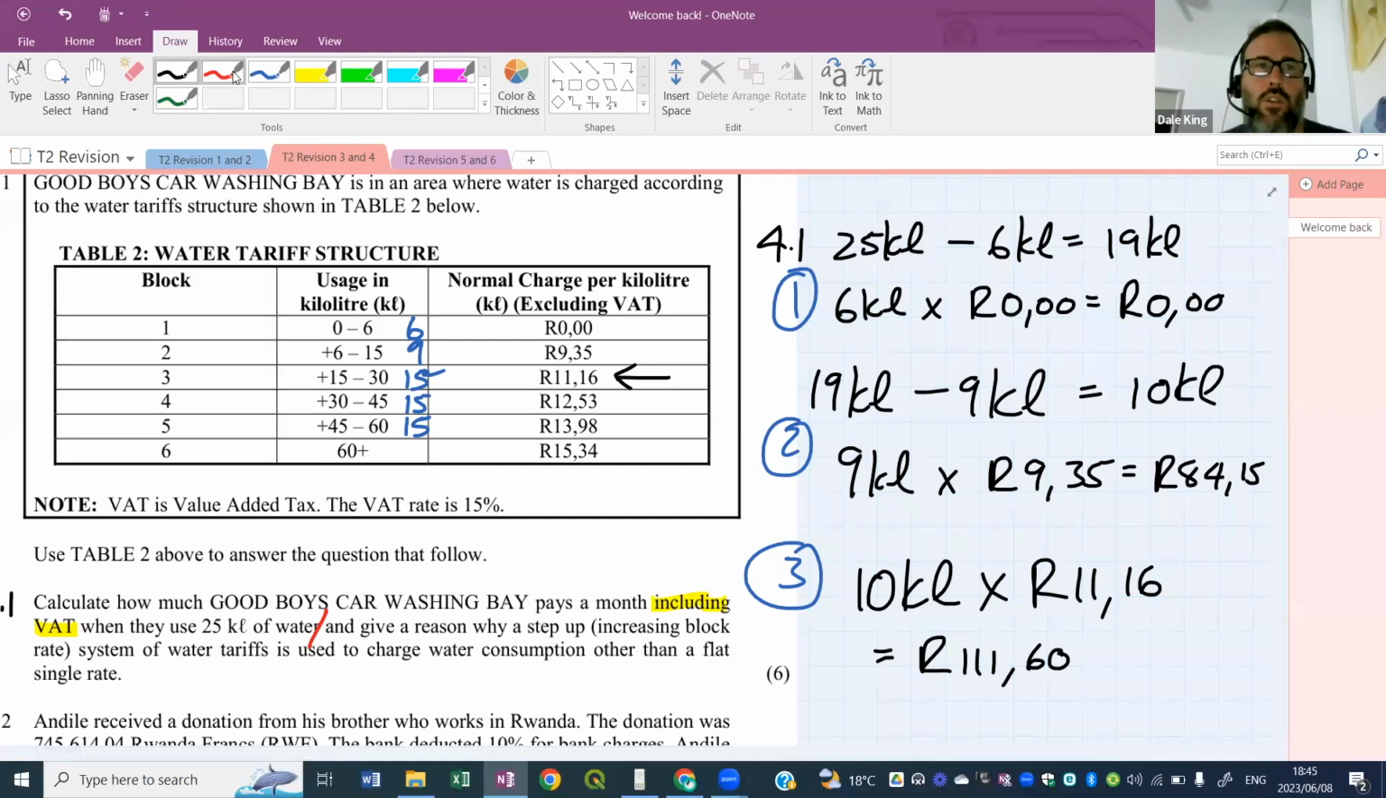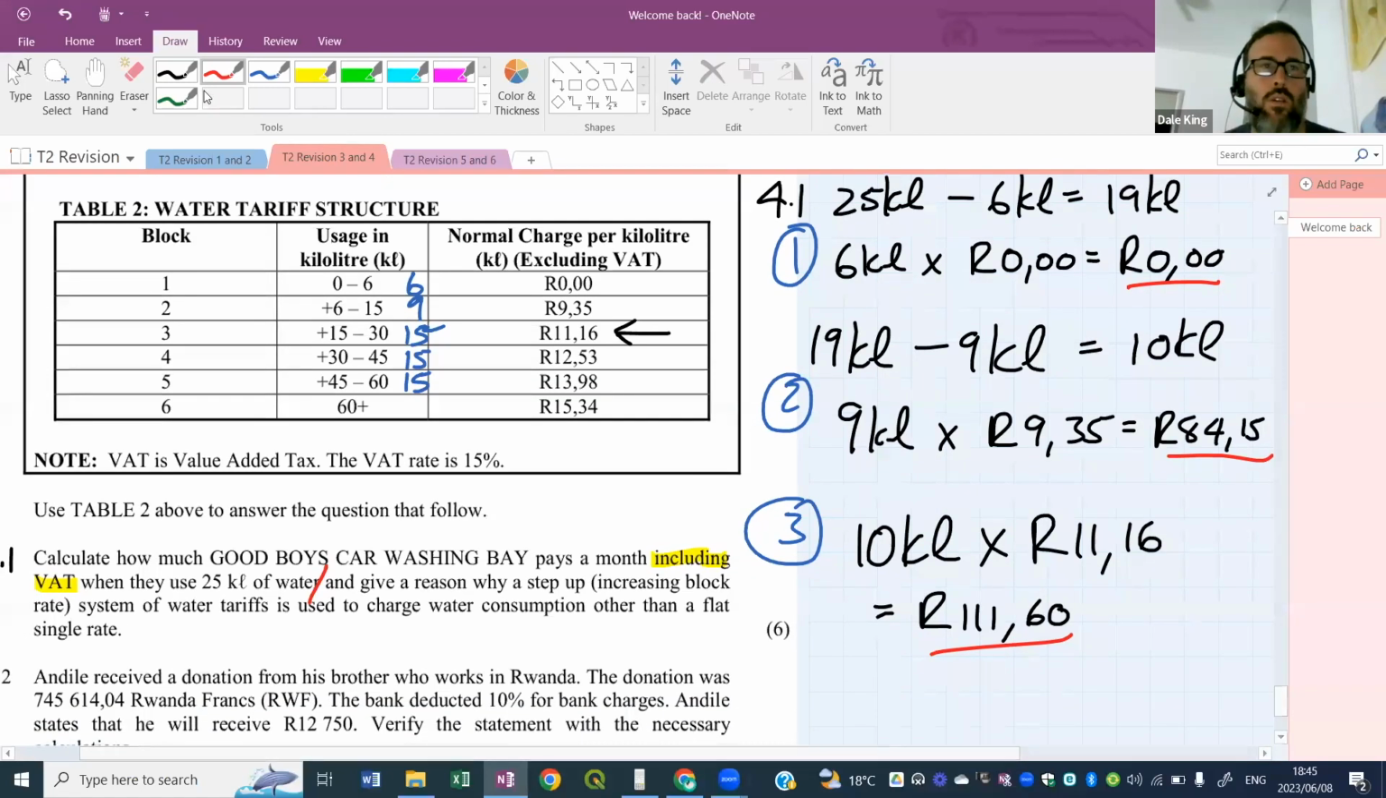Now, just like Vuyo said, you do all these calculations, and then you've got to add them all up. Yes, we now are ready to total up. We've been through 3 blocks and charged 3 different rates and got totals now. So the grand total is your 0 rands. I'm not going to write it, okay? We don't have to add 0 here.